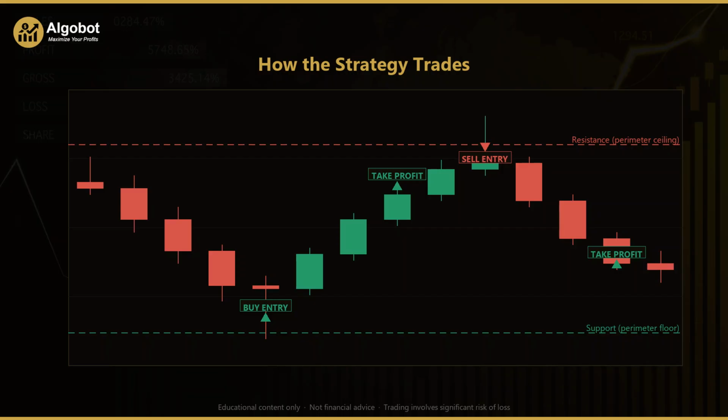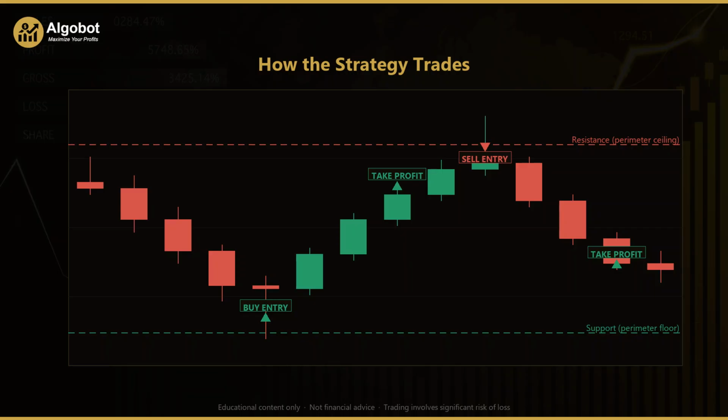So in this clean example, we've seen both sides of the perimeter work as designed. A rejection at support producing a long back toward the middle, and a rejection at resistance producing a short back toward the middle. Each entry was defined by the same 3 ingredients: a touch of the level, a close back inside the range, and a dominant rejection wick, and each exit was a fixed, pre-measured distance in range units.